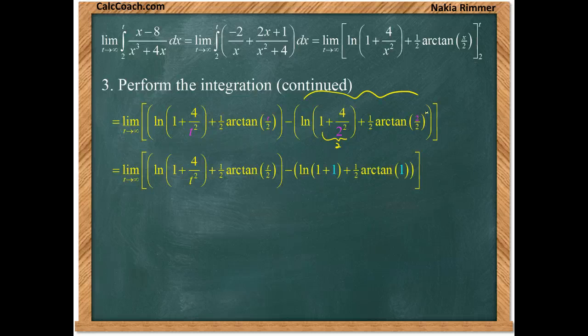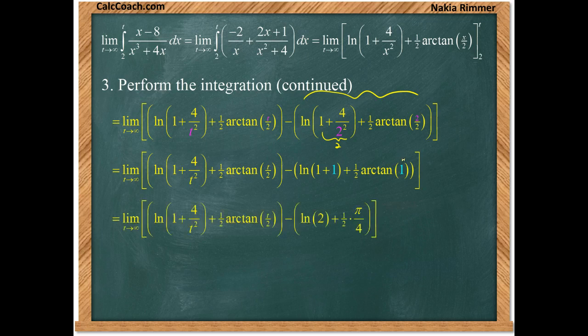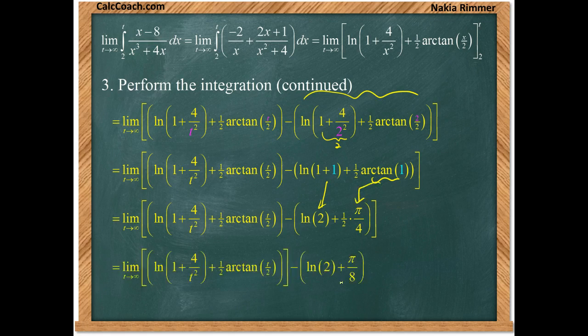Okay. And then we have the arctan of 1. Remember what arctan does. It asks the tangent in reverse. What angle do you plug into tangent and have it spit out a 1? Well, that's pi over 4. The sine and cosine are exactly the same. So you have the natural log of 2 and pi over 4 as the arctan of 1. So let's call it the natural log of 2 and pi over 8.